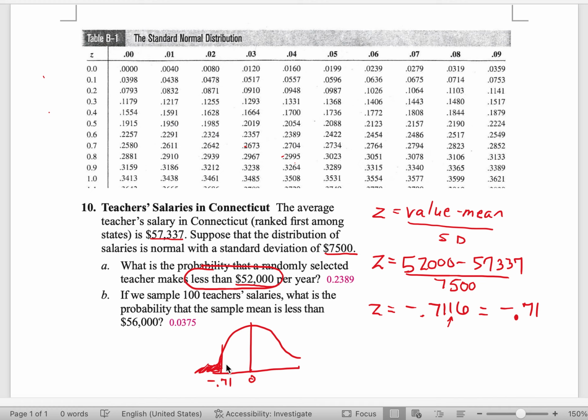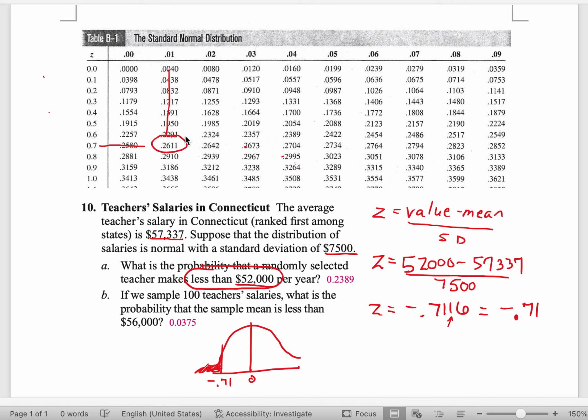Now, like I said, it's very important that you have a picture that's correct, because if you don't have a picture that's correct, you're not going to know what you're supposed to do with your number once you find it in the table. All right, so I'm going to go up here to my table. I'm going to find 0.71. All right, so there's 0.7. There's the 1. All right, so we are looking at .2611.